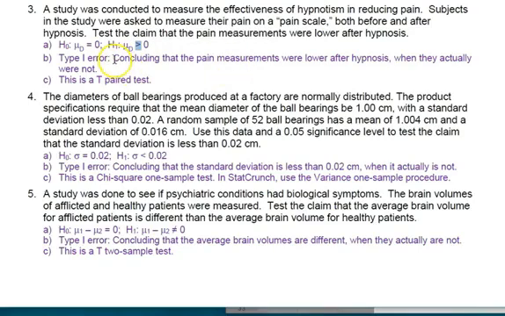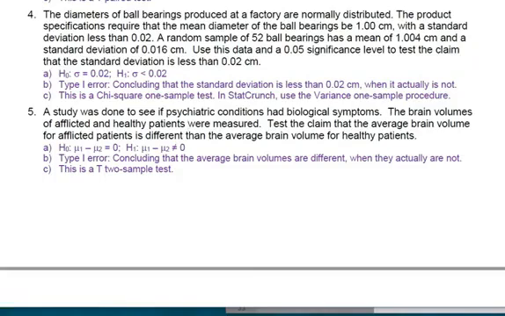For this one, a type 1 error would be concluding that the pain measurements really were lower after hypnosis when they actually were not. And as we saw in StatCrunch, this would be a T-paired test. Let's look at number 5.